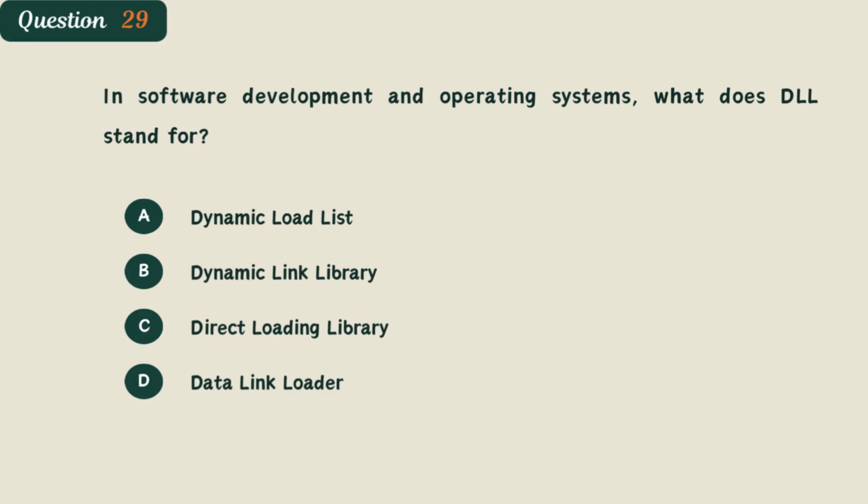Question 29. In software development and operating systems, what does DLL stand for? A. Dynamic Load List. B. Dynamic Link Library. C. Direct Loading Library. D. Data Link Loader.